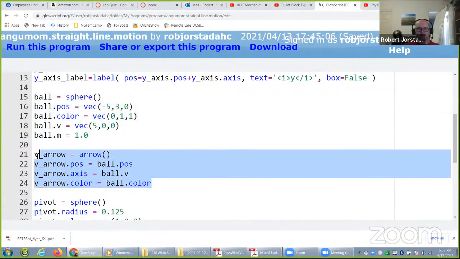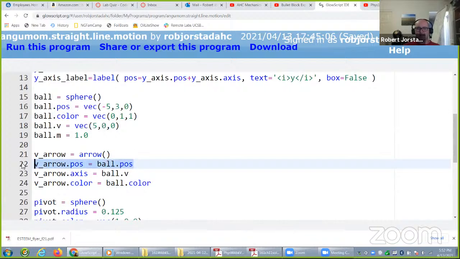Next, I'm going to draw a velocity arrow. The arrow's position will be the tail of it, right? The tail of the arrow is the arrow's position, so that's at the ball's position. The axis is going to correspond to the ball's velocity vector. So that's okay, right? Axis has to be a vector. Well, ball's velocity is a vector. And then the color, I'm just going to make it the same as the ball's.